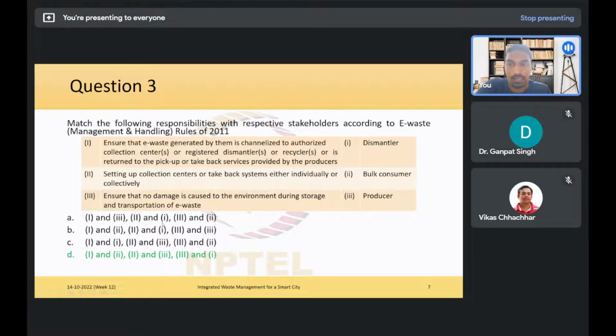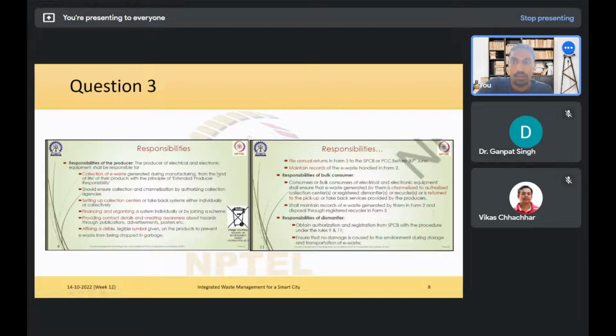So this matching is given in option D. Responsibility 1 matched with stakeholder 2, responsibility 2 matched with stakeholder 3, and responsibility 3 matched with stakeholder 1, right? So that's a correct matching. Again, we saw this earlier for the producer.